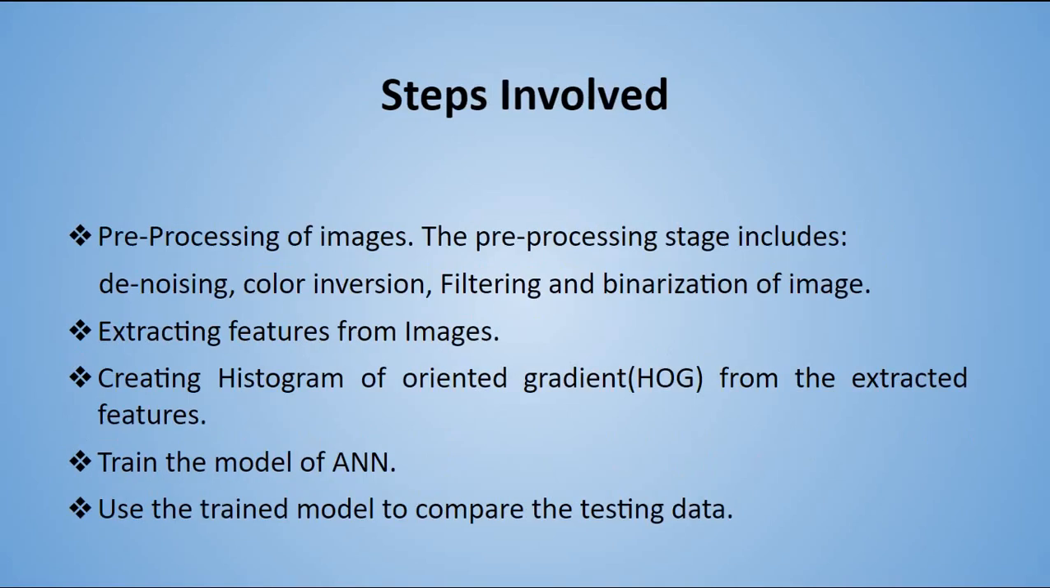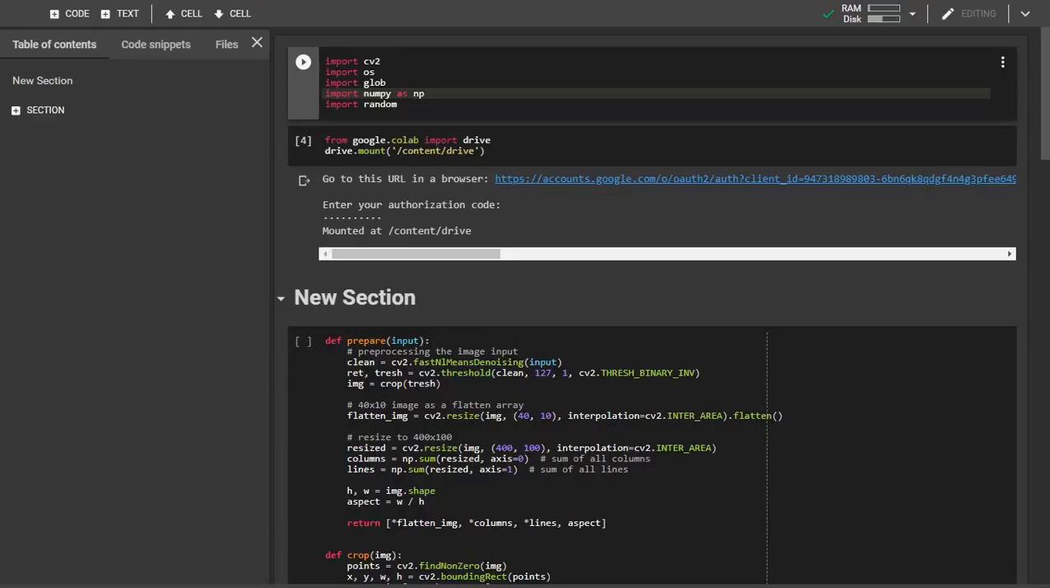So the basic steps involved in this project are: first, pre-processing of images; second, extracting features; third, creating HOG, that is, histogram of oriented gradients; and fourth, training the model and testing. So now we will walk through the code first.